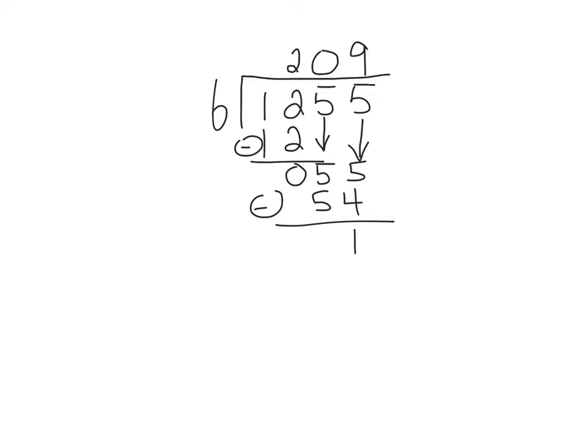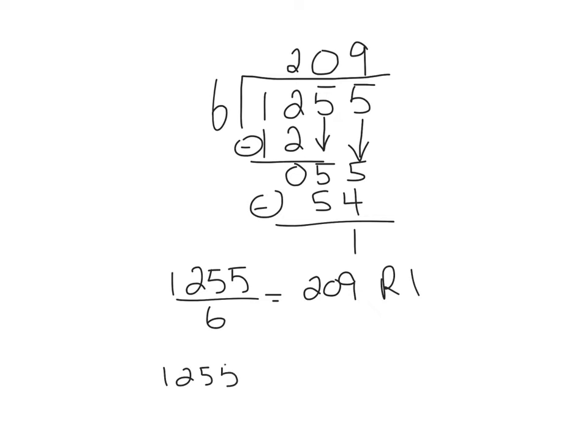There are lots of ways you can write that. We get our original question, 1,255 divided by 6 is equal to 209, finishing with a remainder 1. Or the way that I like it is you could just write out the original 1,255 is equal to 6 times the 209 plus 1. And if you check that on your calculator, it should work.